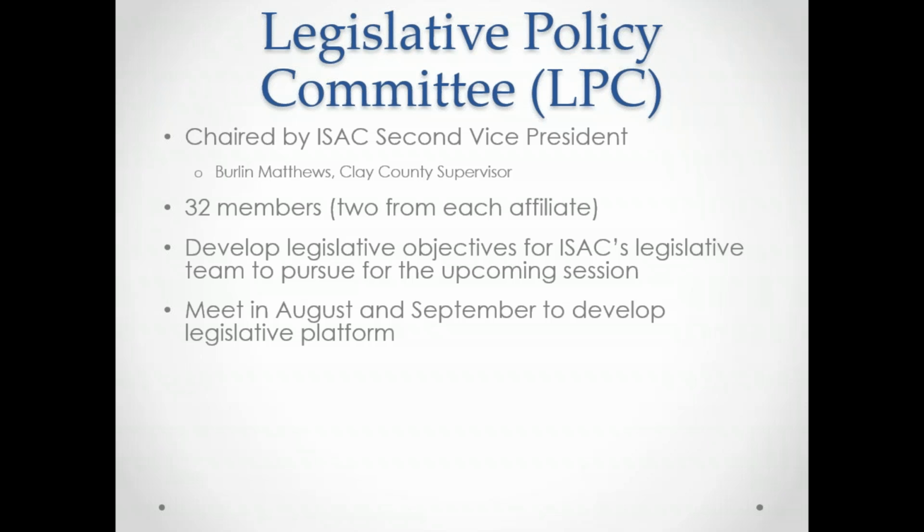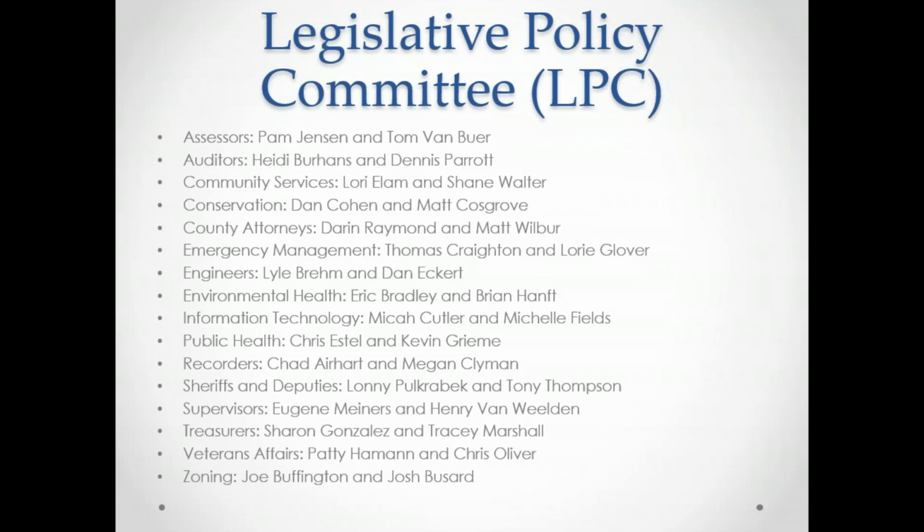The LPC consists of 32 members, 2 from each affiliate, and it develops the legislative objectives for ISAC's legislative team to pursue in the upcoming session. It meets in August and September to develop the legislative platform. Here are the members of the current LPC, 2 from each of our affiliates. Lucas and I certainly can't thank each of these folks enough for all their hard work in developing this package for 2019.